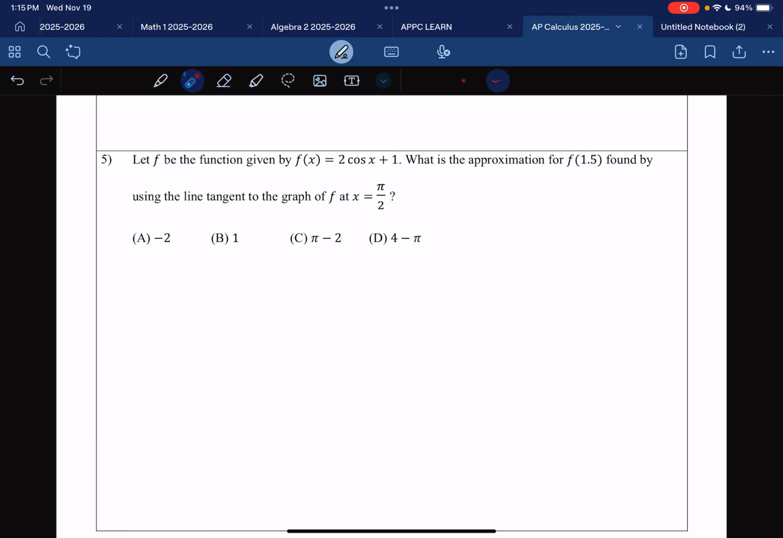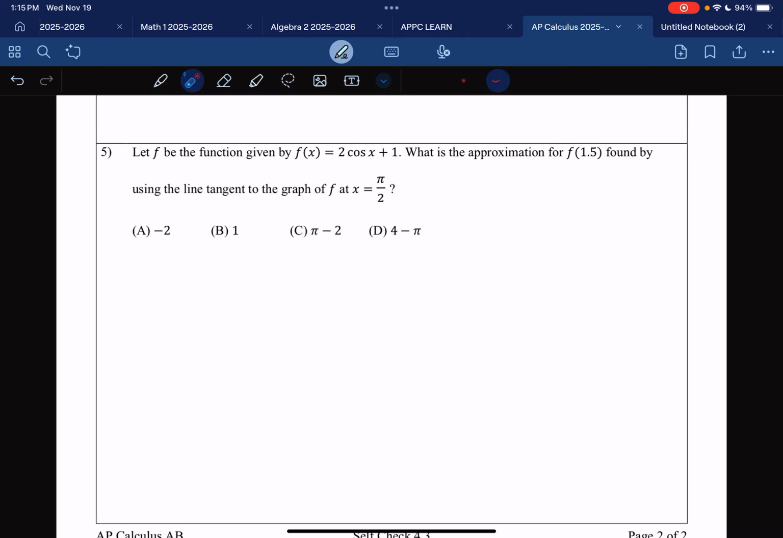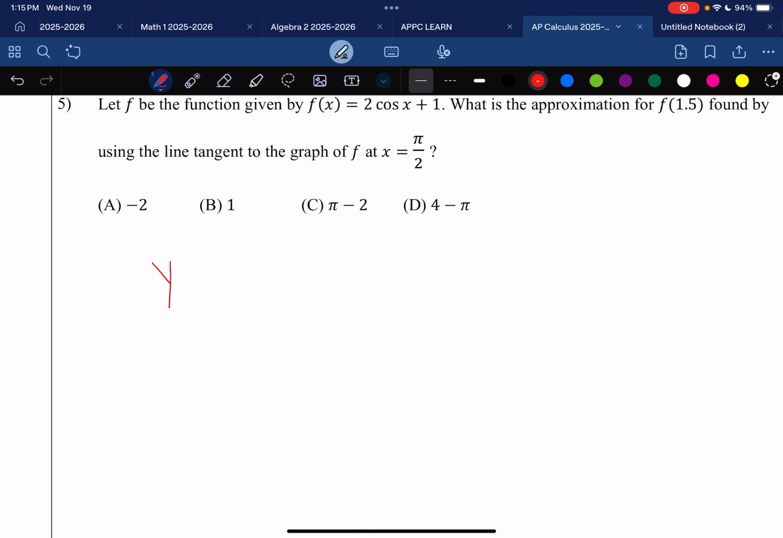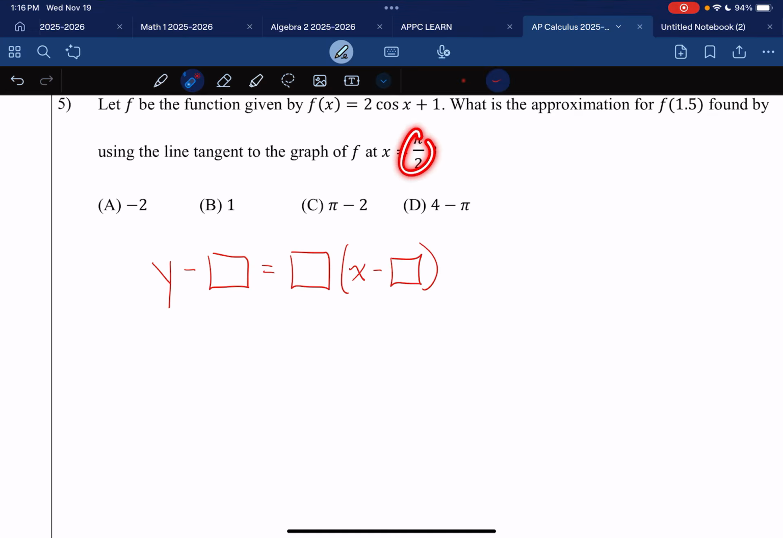In number 5, we're given a function, and we're trying to approximate f of 1.5. Okay, so I'm seeing the words line tangent. Whenever we have line tangent, you know what we're about to do. We do the point slope form. Y minus box is equal to box times x minus that box. All right, what x coordinate? Well, x is pi over 2, so I will put in a pi over 2 for my first box.